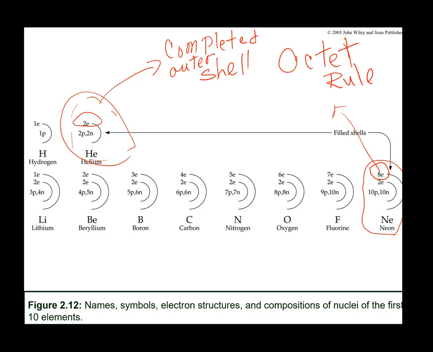Well, no, they look at the completed outer shell, and I'm going to show you a third rule of stability, which is to have completed half shells. That means if the outer shell has each orbital with 1 electron, it is more stable than when one of the orbitals is empty and you have paired electrons. I'm going to explain that later.